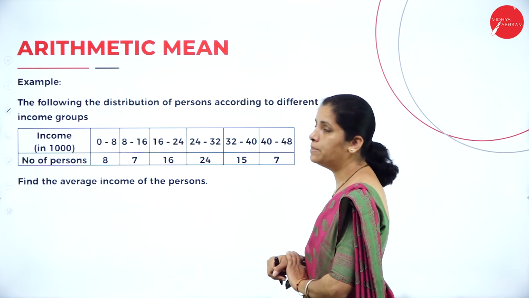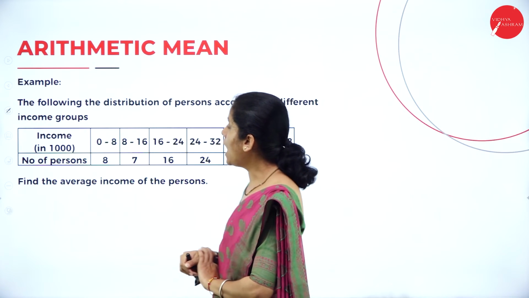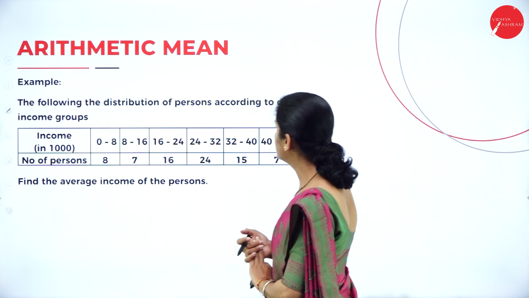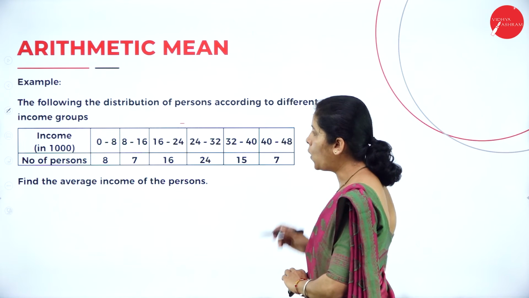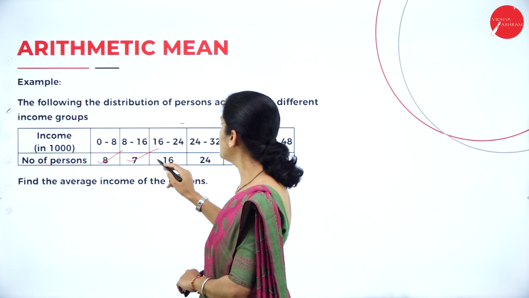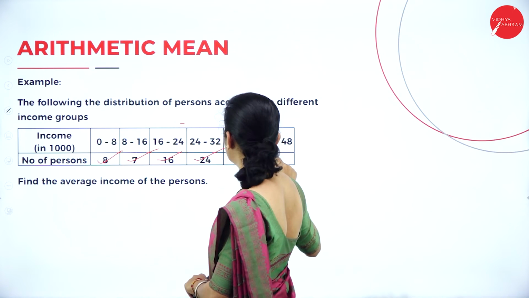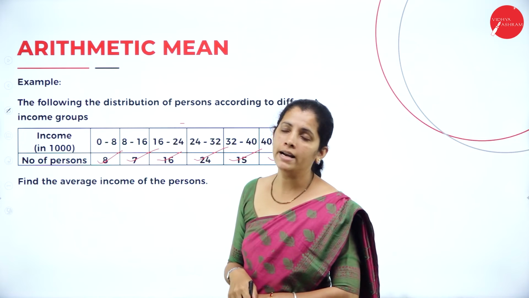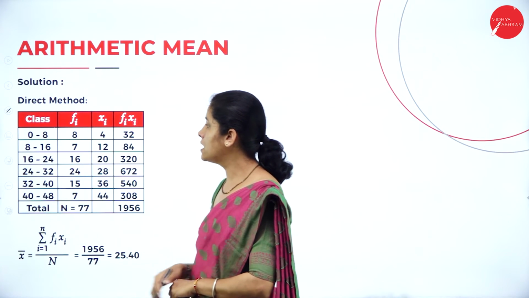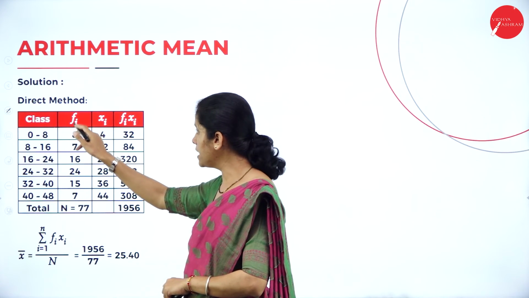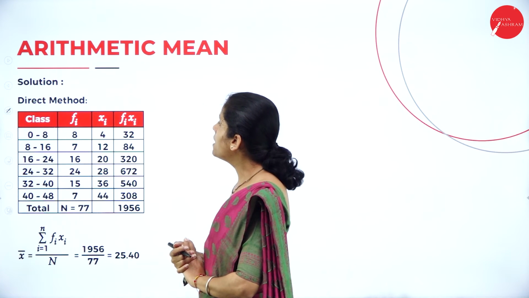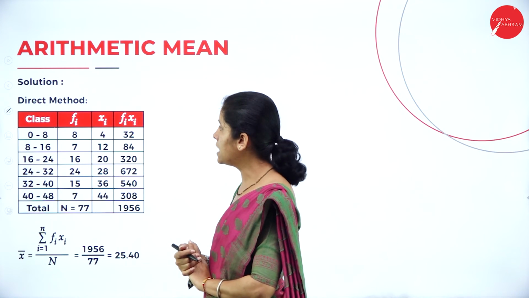Okay, fine. Now, let me consider an example here. I have the data that ranges from 0 to 8, 8 to 16, and so on, and I have the number of persons: 8, 7, 16, 24, 15, 7. Now I want to find out the average income. So dear students, see here, I have the class interval, the fi value as well as the xi value. Okay, and I'm going to find out fi into xi.